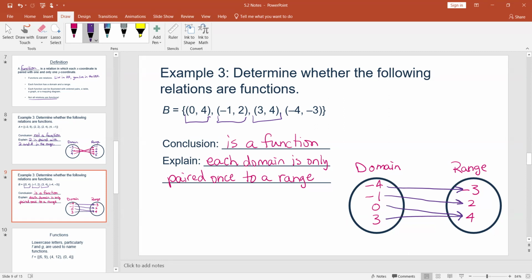All right. So, but the range is irrelevant when it comes to determining whether something is a function or not. You only have to look at the domain. If there is only one arrow coming from every element in that domain, you have a function. So that's all you really have to look at to determine whether this relation is a function.